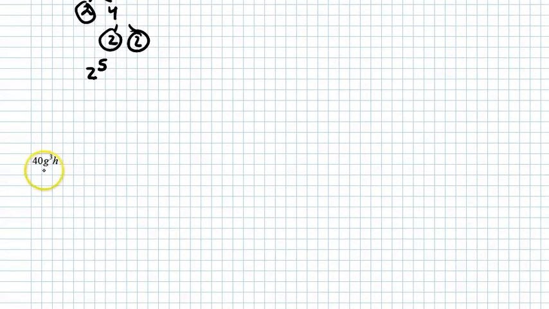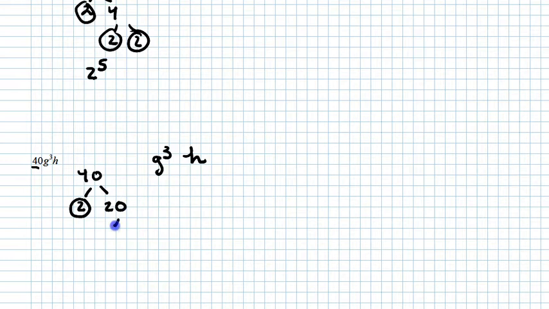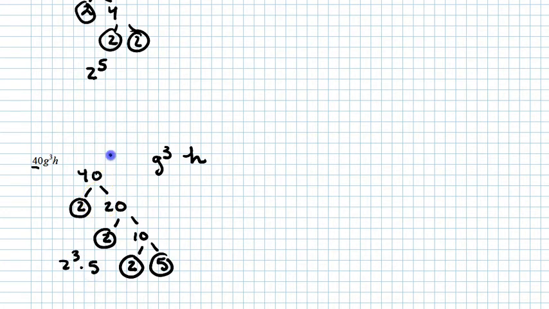Let's do one more. Now I have g to the 3rd and h. And I want to factor this one out. I just need to factor out 40, 2, 20, 2, 10, 2, 5. This gives me 2 to the 3rd times 5 for 40. 2 to the 3rd times 5 times g to the 3rd times h is the prime factorization of the monomial 40 g to the 3rd h.